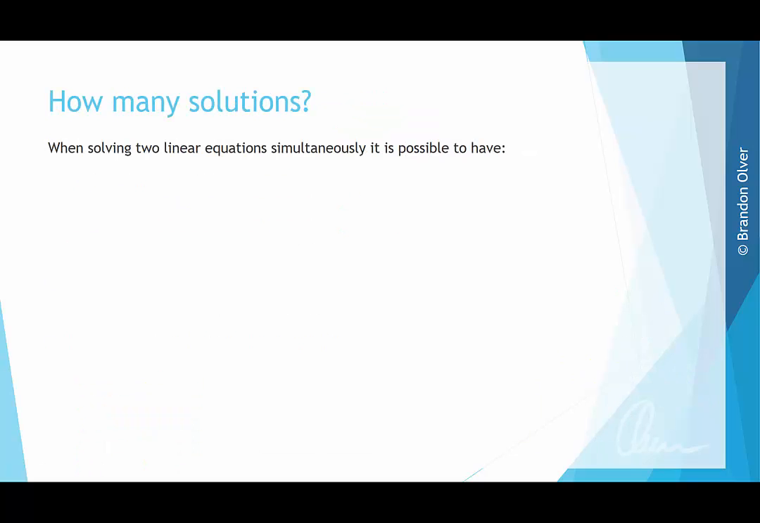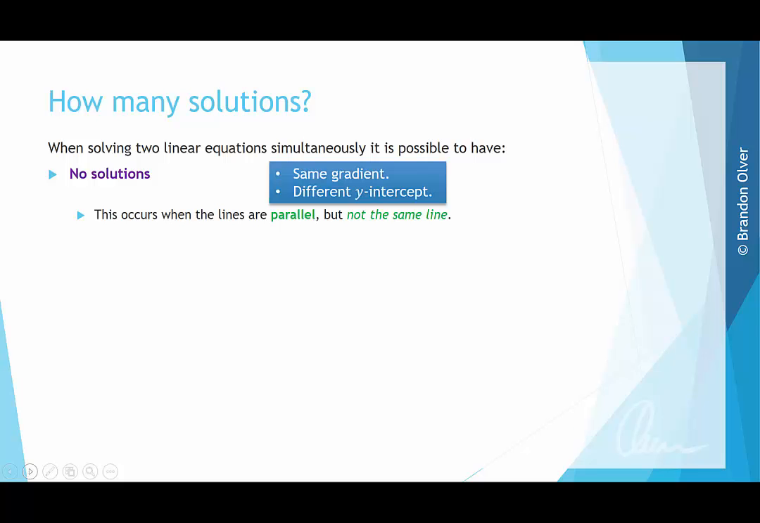When solving two linear equations simultaneously, it's possible to have no solutions. This occurs when the lines are parallel, but they are not the same line. So the condition for this is the lines must have the same gradient, but a different y-intercept. An example of this is y equals 2x plus 3 and y equals 2x minus 1. As you can see, the 2 is the same gradient in both, but the y-intercept is different. Over here we can see those two lines sketched, and you can see that those two lines are in fact parallel, which means they'll never intersect. So that's why there's no solutions.